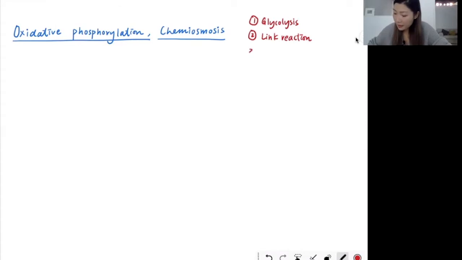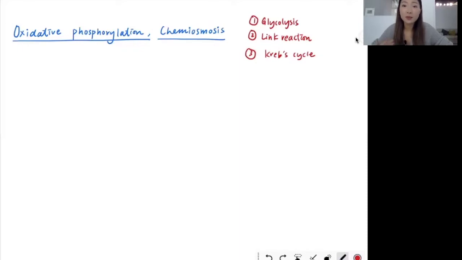And then the third step, which is one of the most painful steps that a lot of students tend to struggle with, is the Krebs cycle, or some people refer to it as the citric acid cycle or TCA cycle, same thing. And the last stage is the one that we're looking at right now, which is oxidative phosphorylation, chemiosmosis. Right now we're using the products that we made throughout these steps, and how they can actually help the ADP molecule to be phosphorylated to make ATP.